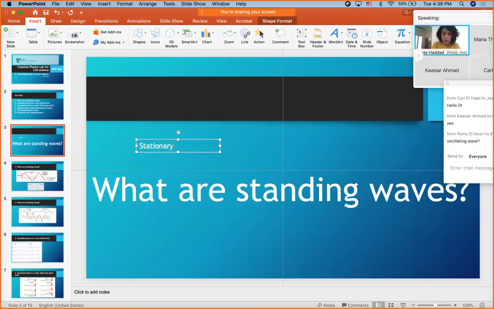But you know, the definition of a wave is not a vibration. So a wave usually has a speed and has a wavelength. So it's something moving forward. But for a standing wave, it has to be stationary. And that's the interesting part.